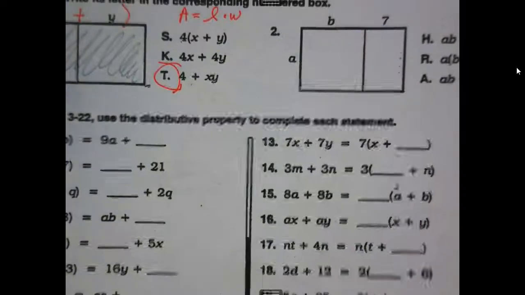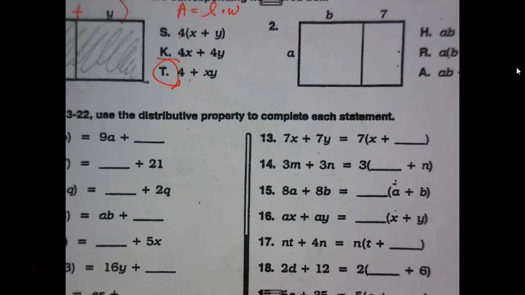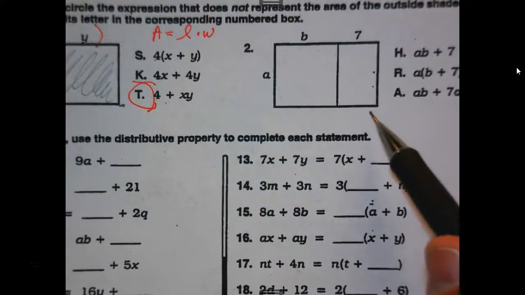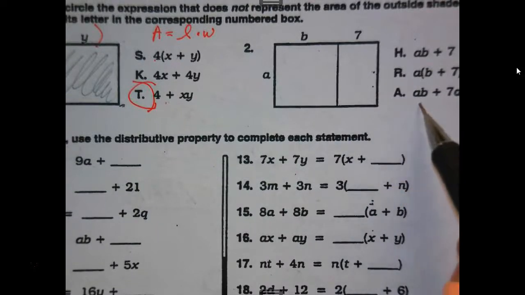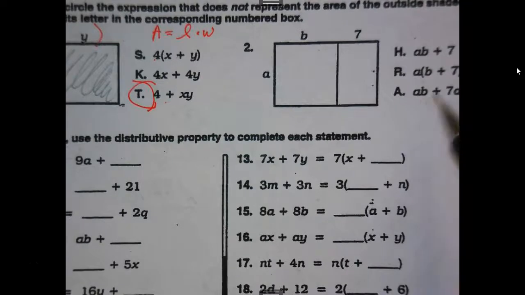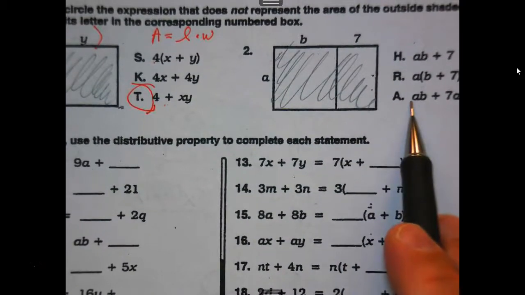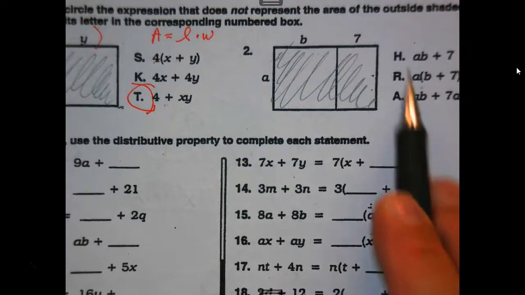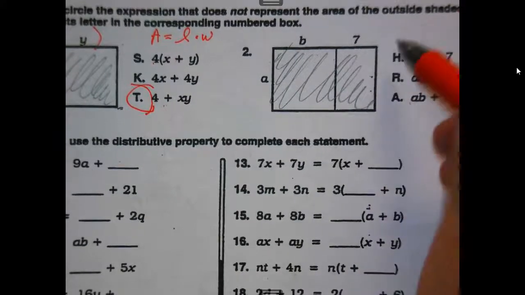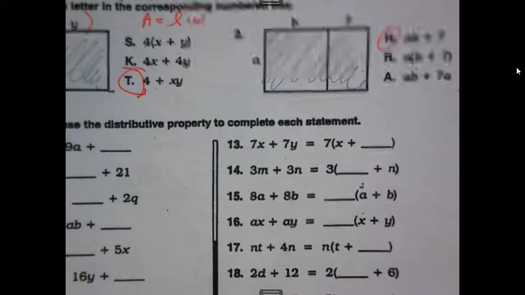I'm going to do 2. Let's see which one's shaded. So the whole thing is shaded again because this one works, but that one doesn't. So it's H. There, I did the hard ones for you. 2 is H.